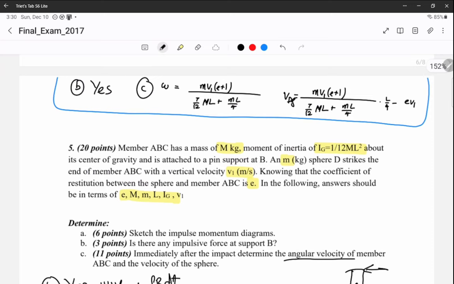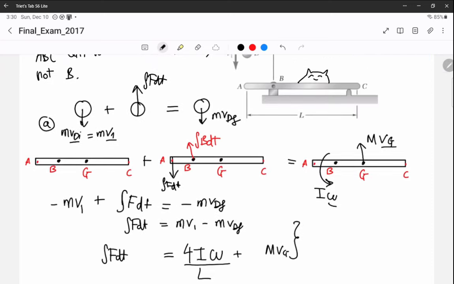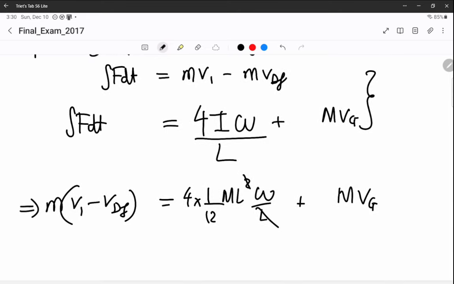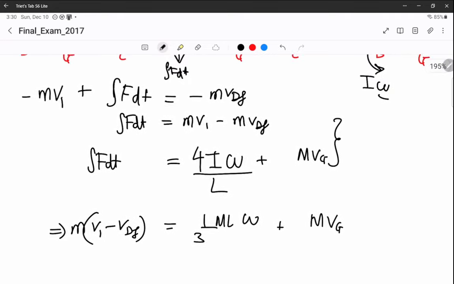And I is going to be 1 over 12 ML squared. It is 4 times 1 over 12 ML squared, and then L cancels here as well. And that's going to be the equation. Nice. And then 4 divided by 12, so that's going to be 1, and down here is going to be 3, 1/3.